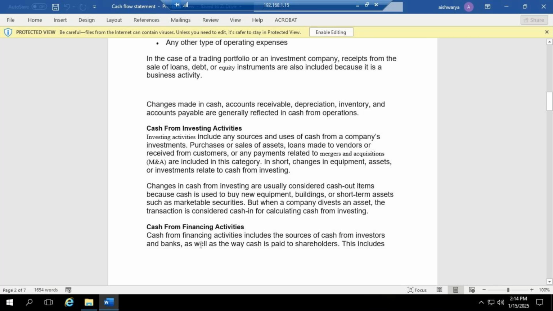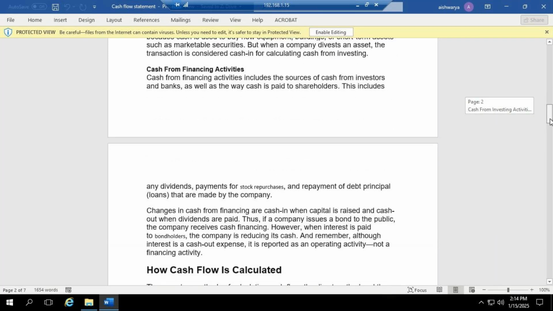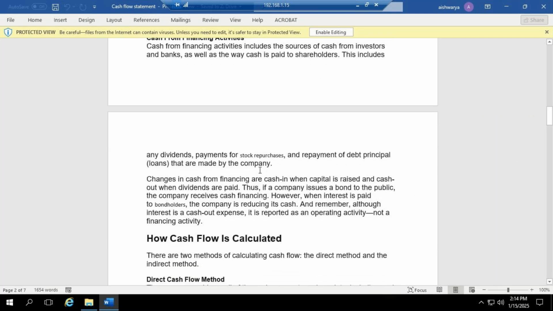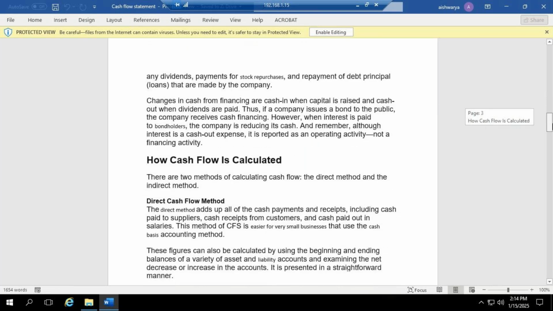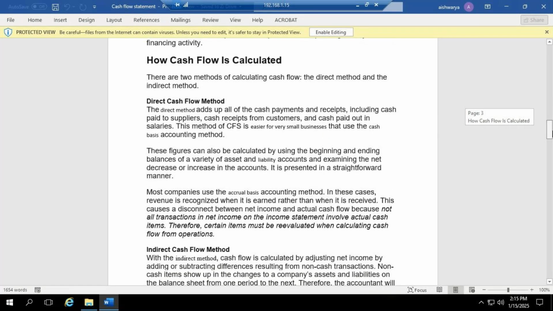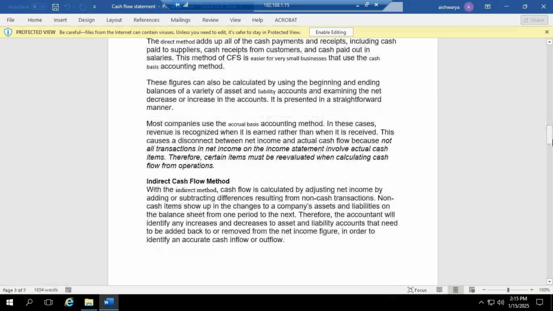So then cash from financing activities. Cash from financing activities includes the sources of cash from investors and banks, as well as the way cash is paid to shareholders. This includes any dividends, payments for stock repurchases, and repayment of debt principal that are made by the company. So there are two methods of preparing the cash flow statement, that is, the direct and the indirect method.